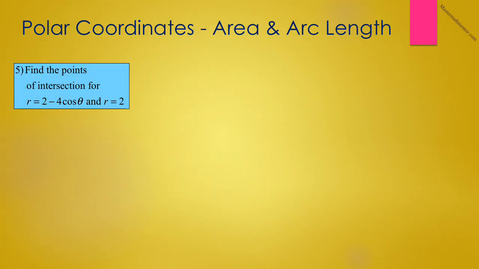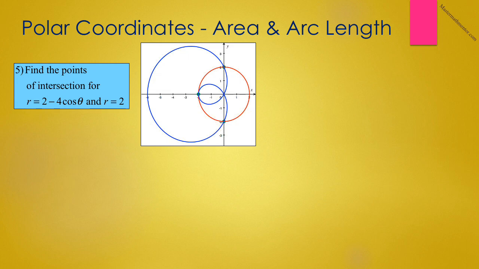In number 5, we're asked to find the points of intersection for the polar curves r is equal to 2 minus 4 cosine theta and r is equal to 2. We first graph the two polar equations, and we find that r equals 2 minus 4 cosine theta is a limacon, and r equals 2 is a circle. It appears that there are 3 points of intersection.